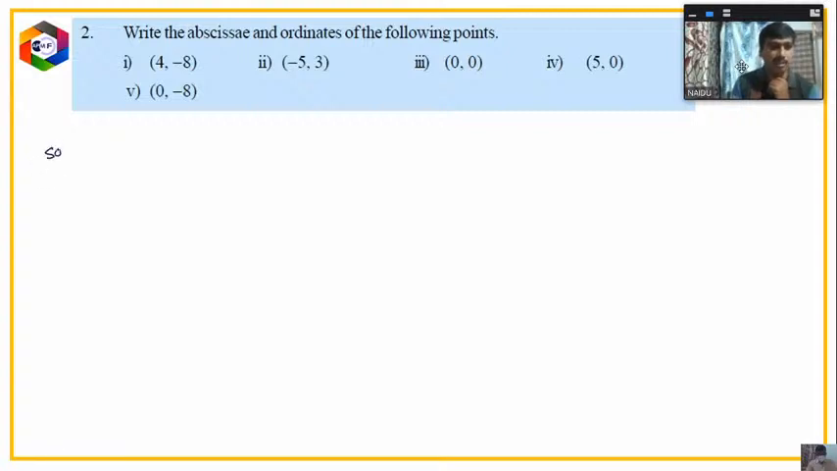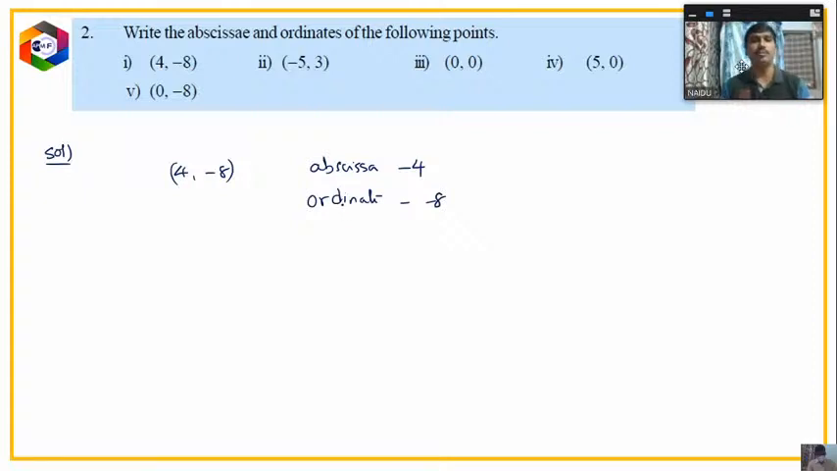And the second question solution. Write the abscissa and ordinate. Yes, we know that. What is abscissa? Abscissa means x coordinate. Ordinate means y coordinate. So 4 comma -8. I think it is easy, children. What is the abscissa here? Here the abscissa is 4 and the ordinate is -8. That's all. In the same way you can complete. I think it is not a difficult question.